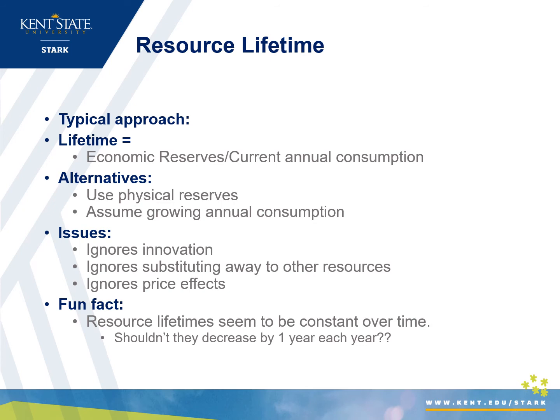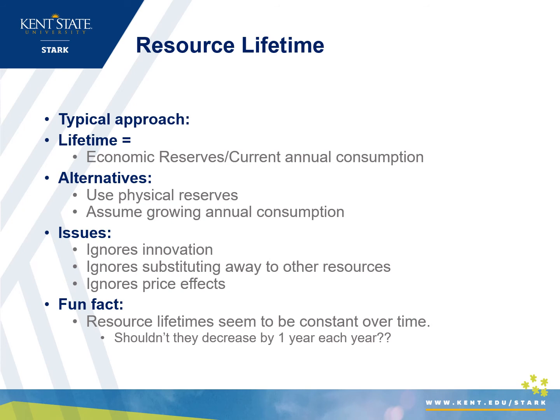So this also ties in a third issue, that is ignoring any price effects. As we start to run out of a resource, we'd expect the price to increase, which would further lead to us substituting away into other resources. So current annual consumption, we'd expect, will actually fall if we get really close to using up all of a particular set of reserves. So this is going to be inaccurate. It will either vastly overestimate or vastly underestimate.